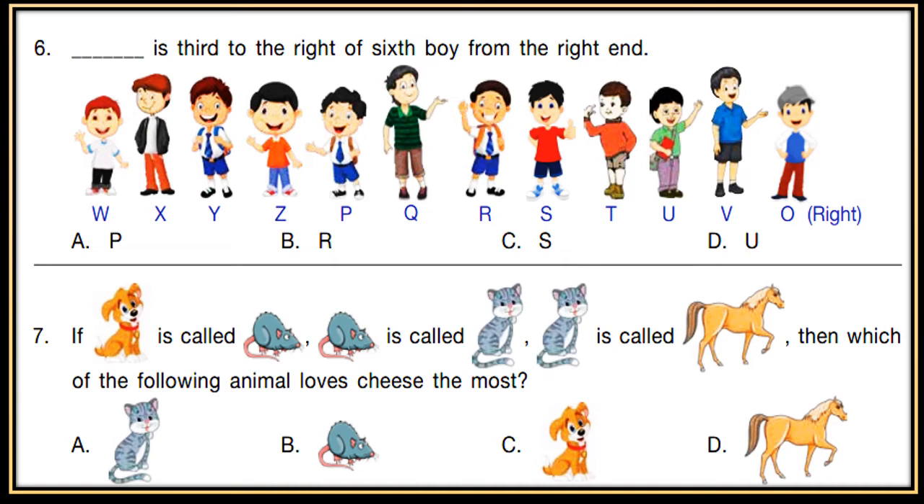Question 7. If dog is called mouse, mouse is called cat and cat is called horse, then which of the following animal loves cheese the most? Now who loves cheese the most? Mouse. And what mouse is called? Cat.